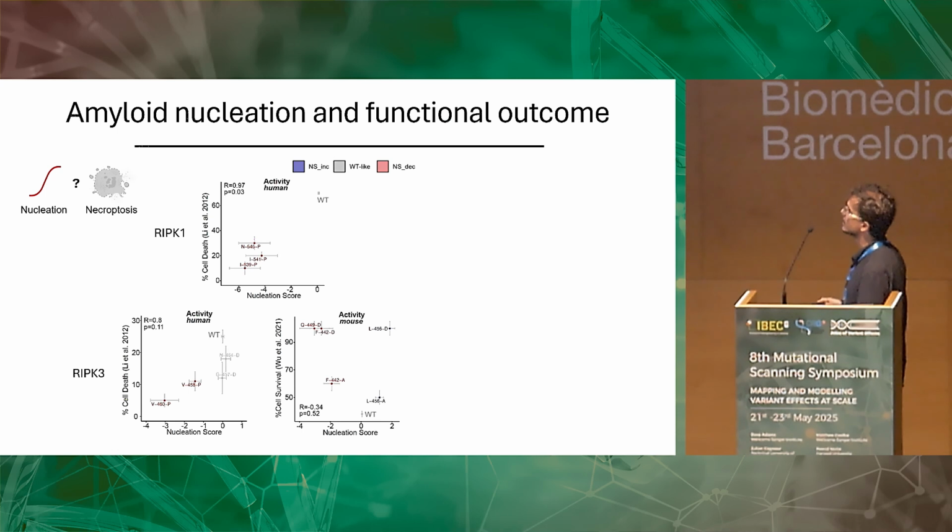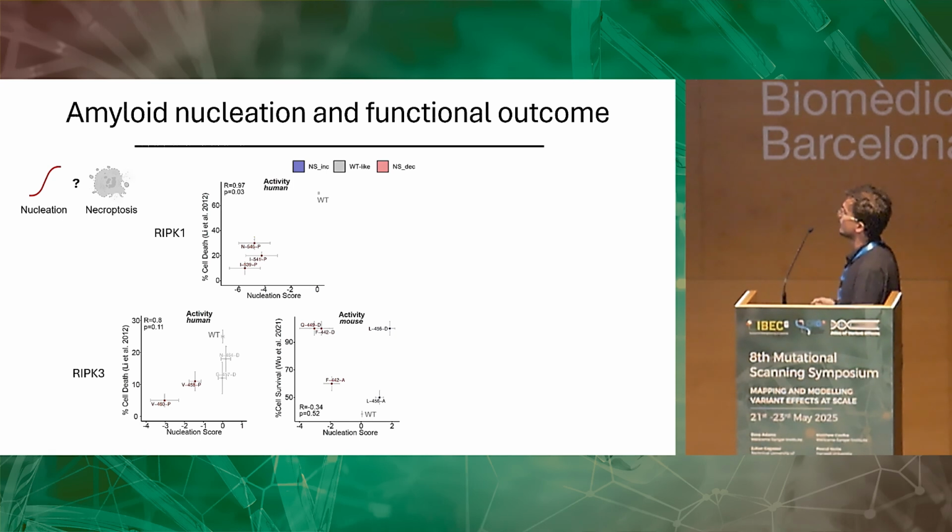Until we found this piece of data on RIPK3 mouse mutants, where we also have these two points here that are mutations that increase nucleation. In this case, the authors measure cell survival instead of cell death, so this is the other way around. The wild type is here instead of being here at the top, right? So what is interesting from here is that you can see that there's a quadratic correlation. In either way that you disrupt amyloid nucleation, by this I mean if you decrease or if you increase amyloid nucleation, you are also disrupting necroptosis.